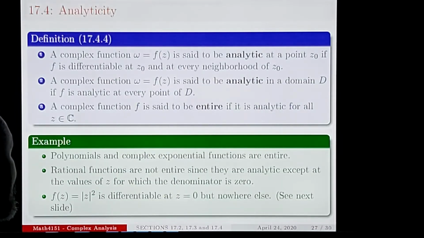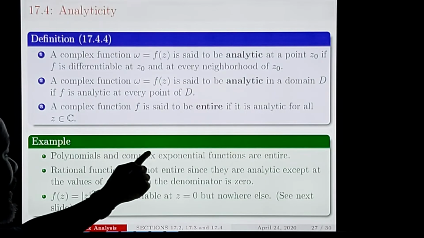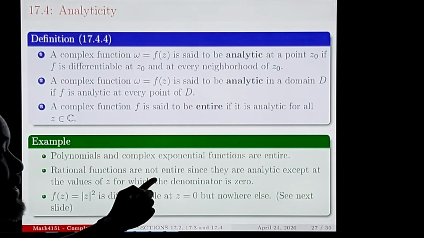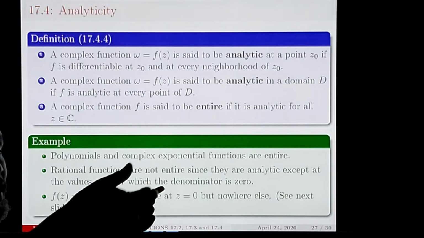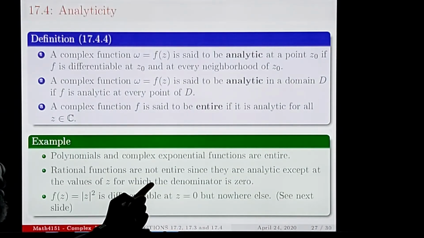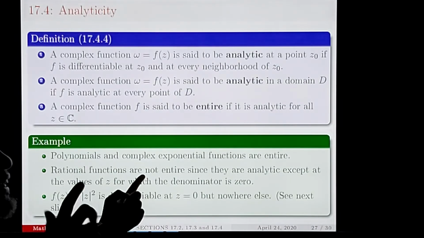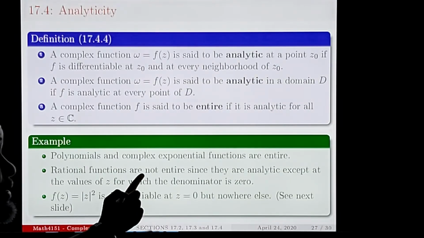For instance, polynomials and complex exponential functions are entire. Rational functions are not entire because there is an exception. When the denominator is 0, at those points the function is not differentiable and therefore it will not be analytic. It will not be entire. It's analytic around every domain that contains all the points except where the denominator is 0.